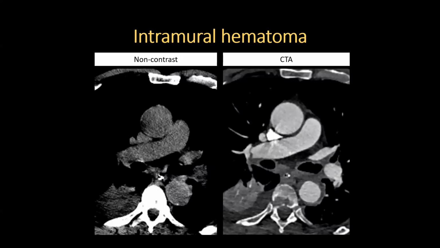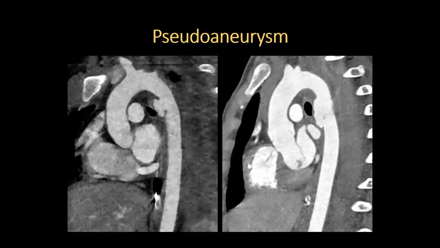Type 2 injury is intramural hematoma, which manifests as crescentic aortic wall hyperattenuation on non-contrast images and decreased luminal diameter on post-contrast images. Type 3 injury is a pseudoaneurysm with an external contour abnormality. These would be upgraded to type 4 injury if active contrast extravasation were present.